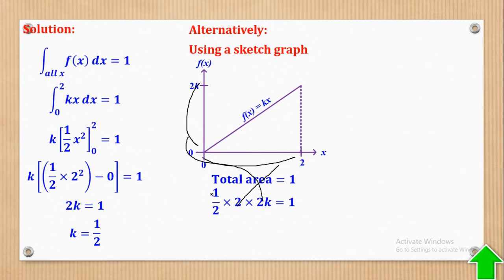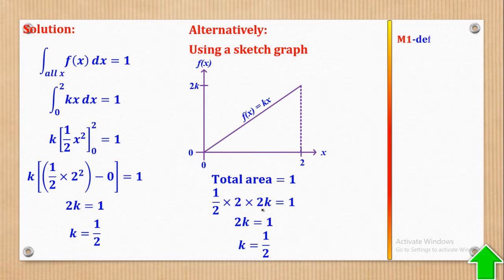that is a half. But you should remember that it should be equated to 1. So in that case, I realized that this 2 and this 2 can cancel to remain with 2k here, which is equal to 1. Therefore, k is equal to a half. So basically, that's what they wanted.